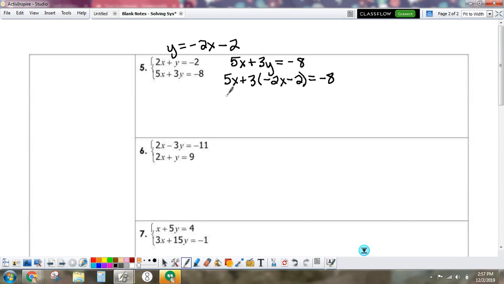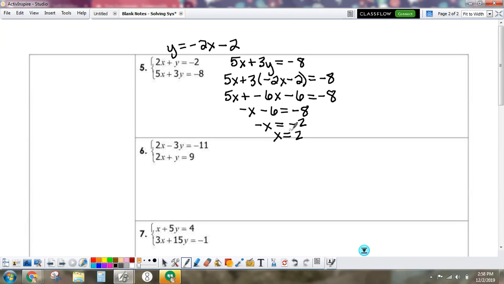Right, and then distribute. Remember, we can add a negative, or we can just do straight up subtraction. They mean the same thing. 5x minus 6x. So you get me a -x. Add 6 to both sides. But I need a positive x, so divide by -1 to get x equals 2.